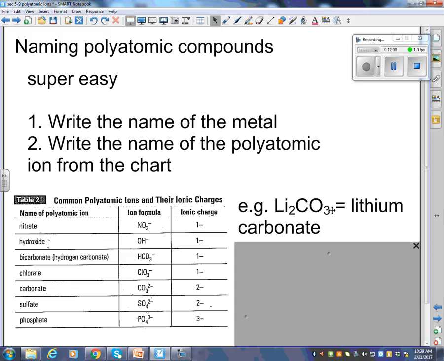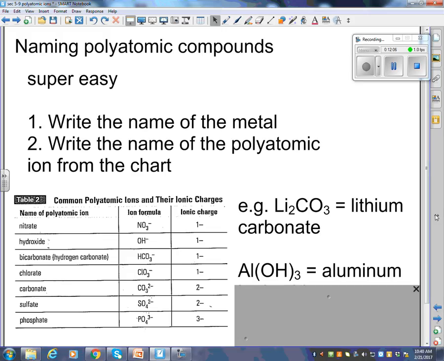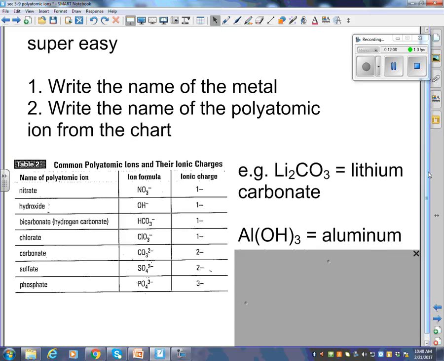Yeah? So, Al(OH)3. Now hold on here. What do I do with the 3? Do I have to say there's 3 OHs? Do I have to say tri or something like that? Nope, you just write the name of the metal and write the name of the polyatomic ion. So in other words, aluminum hydroxide. That's all you've got to do. See, I told you it was super easy.